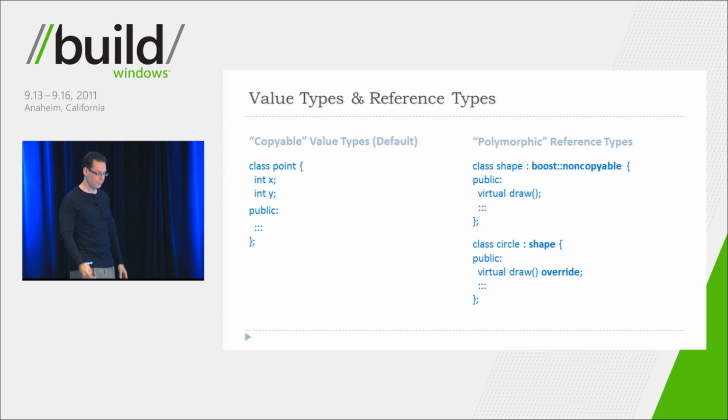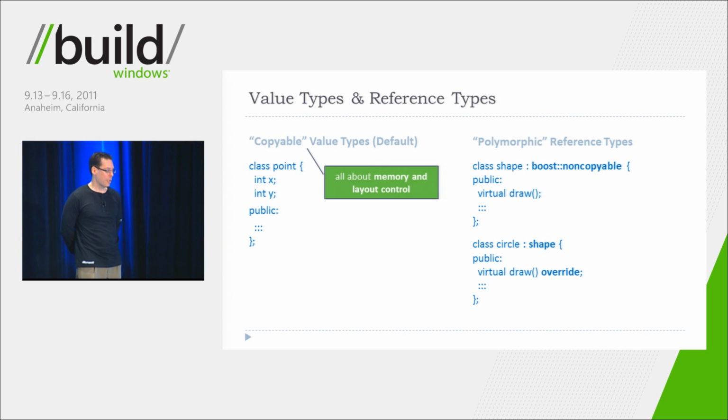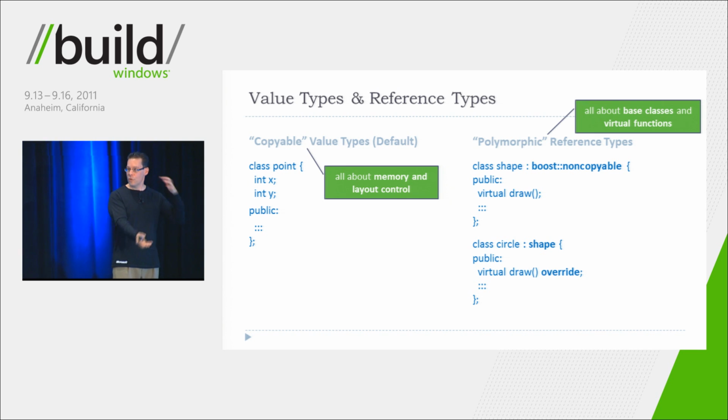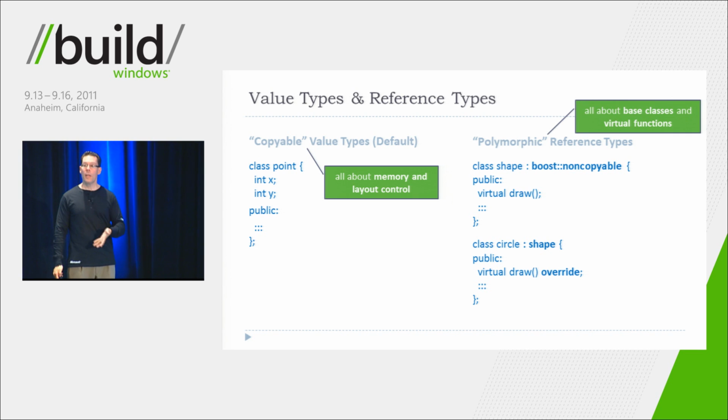You have control. So for example, on the left, we talk about copyable value types. Whenever I have a value type, like a C# struct or a C++ copyable class, the default, it's all about memory control, layout control. Things go where I put them, and when I leave them there, they stay there. And I can express automatic lifetime by attaching their lifetimes to other things. Reference types get to be polymorphic. These are all about base classes, virtual functions, override control, interfaces, those kinds of things. Every language has them. It's just that one is the default in some languages and the other is the default in others.